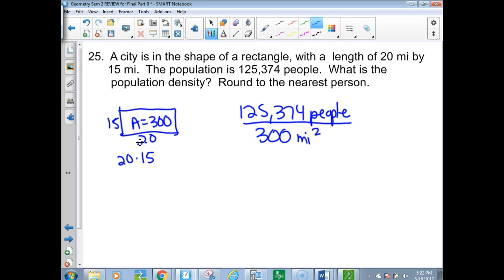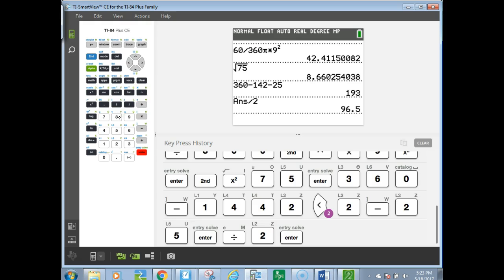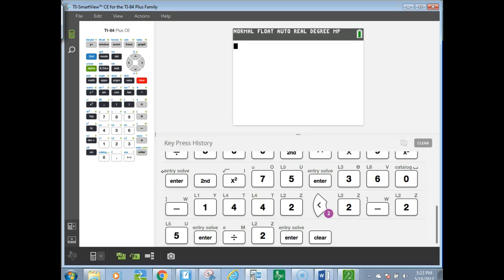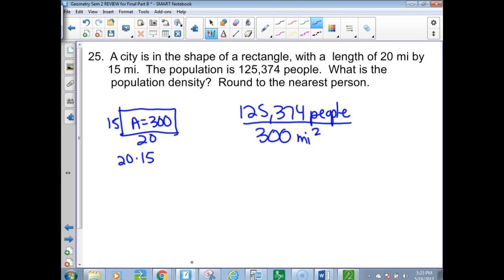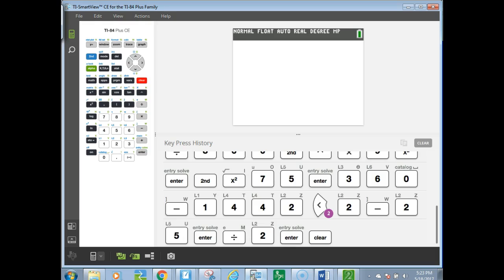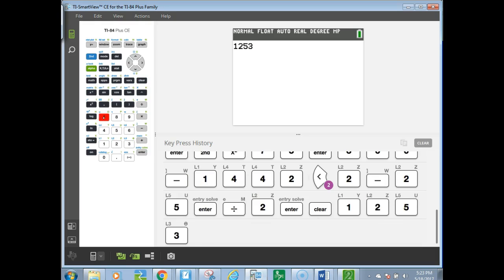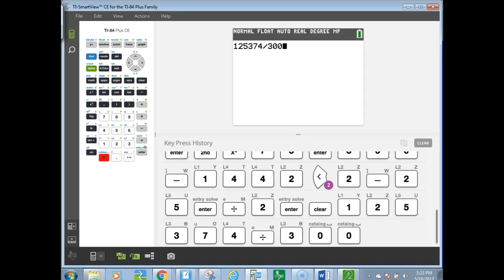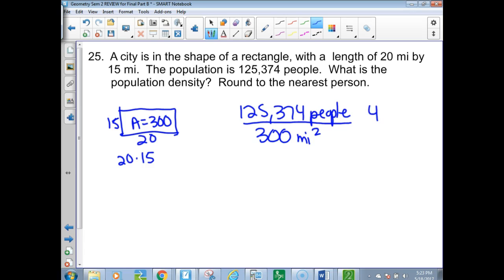These were a mile each. Grab my calculator. Oh, gee, I totally forgot what my numbers were, so let me go back to my picture. 125,374. And I'm dividing that by 300 square miles. So I've got 417.9 people per square mile.